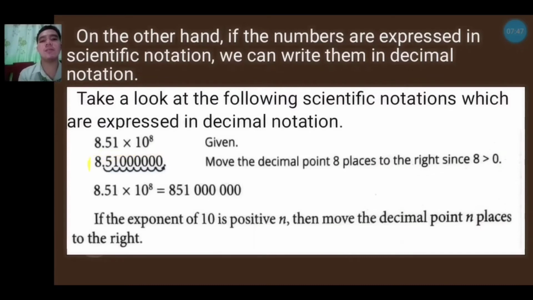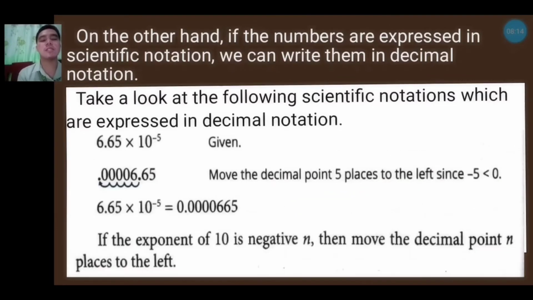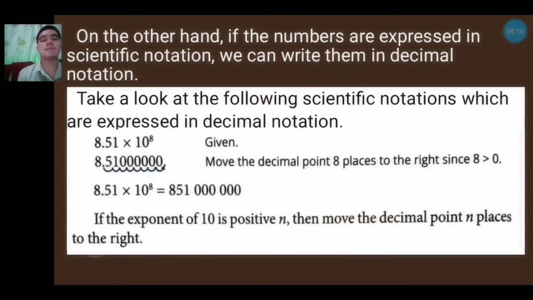So this will be our obtained value in decimal notation. 8.51 times 10 raised to 8 is 851 million in decimal notation. So as you can see, if the exponent of 10 is positive, then move the decimal point n places, whatever the exponent is, to the right. Okay? So positive to the right.